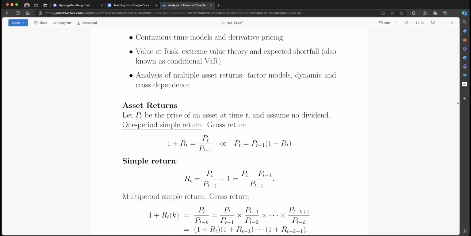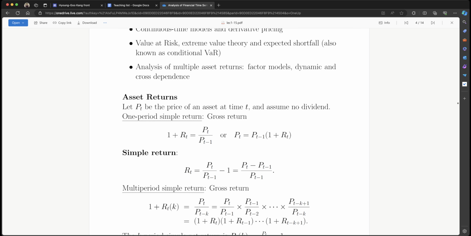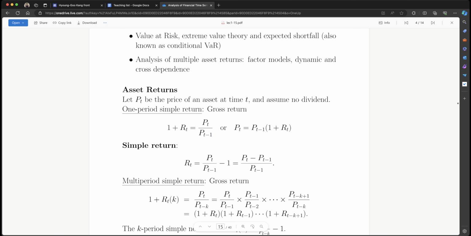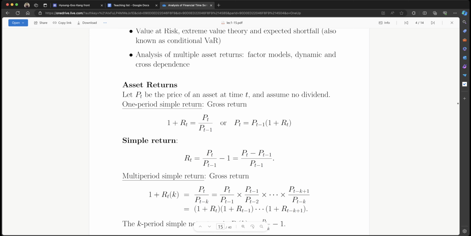Okay, let's go directly to the main topic, asset return. Let P_t be the price of an asset at time t and assume no dividend. Then the one period gross return is 1 + R_t, which is P_t over P_{t-1}. Okay, the simple ratio of price between two periods is the gross return. Or we can rewrite it as P_t = P_{t-1}(1 + R_t). The simple return is the ratio minus 1. Sometimes we call it the net return. R_t is the ratio between the prices minus 1.